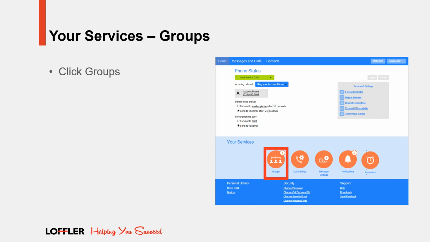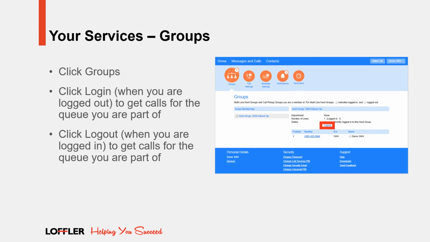A less common feature is groups. Most general users may not have this tab. Only if you are part of a multi-line hunt group or a pickup group. This means you are one of multiple extensions ringing for a department. To access this information, click Groups. On this screen, you will either see Log In, which will let you take calls for the group that you're part of, or Log Out, which will stop you from getting the calls.